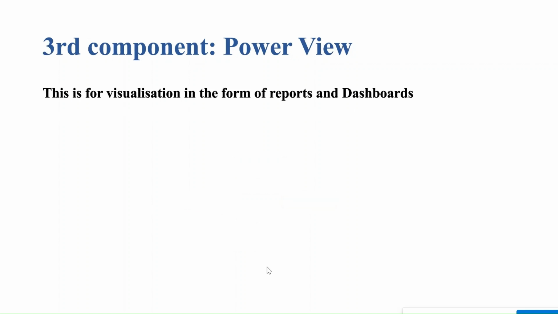The third component is Power View. Once our data is ready, pre-processing and cleaning have been done, and it has been loaded, our data is ready for visualization. So the third component talks about the visualization of the data, and visualization takes place in two ways: either in the form of reports, or in the form of dashboards.